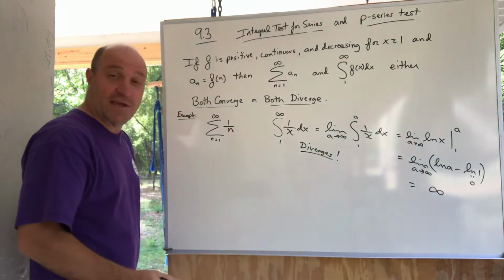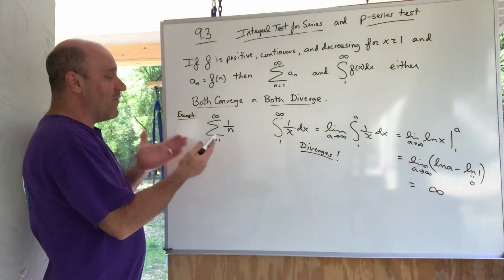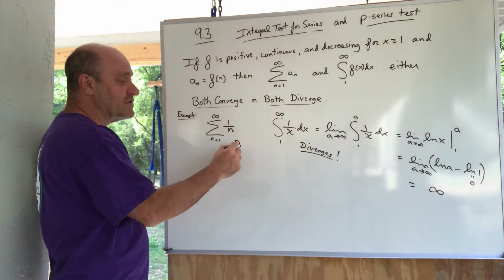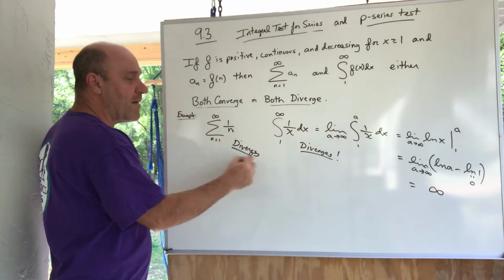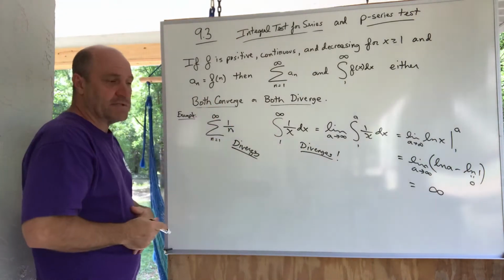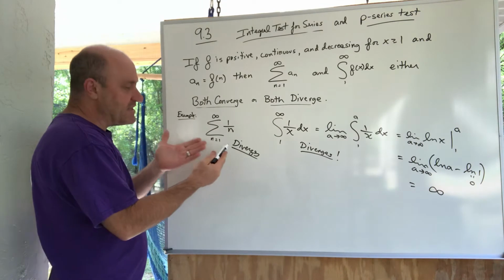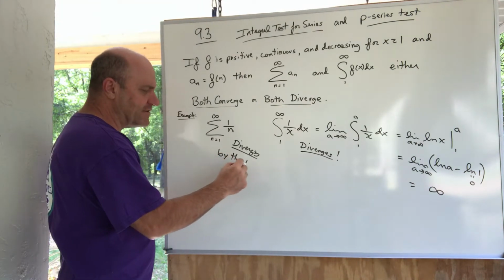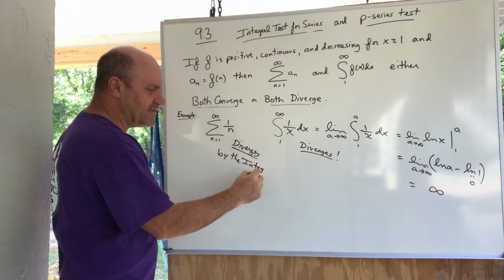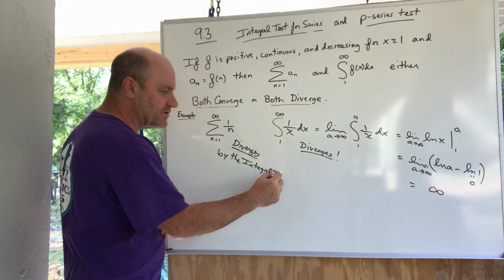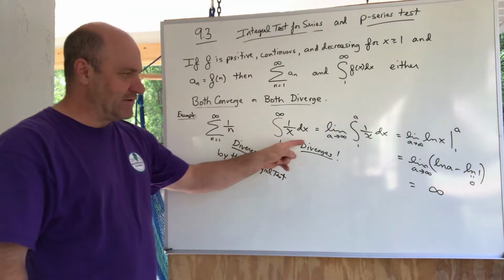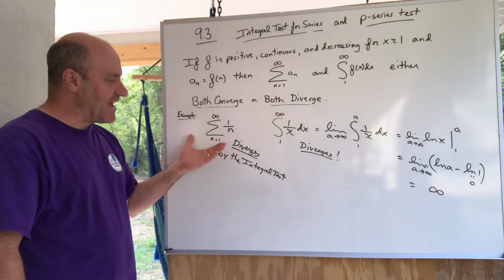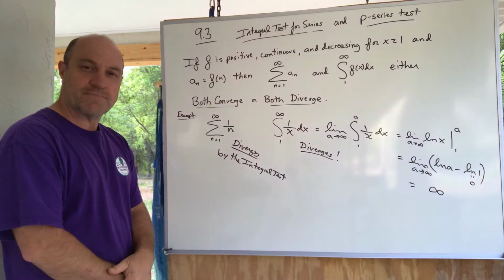The reason it was discussed is because we can use it here for the integral test to prove that this series diverges. Whatever the improper integral does, the series does. So I'm going to say the series diverges by the integral test. I'd like you to use that language. I'd like you to tell me what test you used. Even though it's obvious you did an integral test, I'd like you to conclude that this series diverges by the integral test.